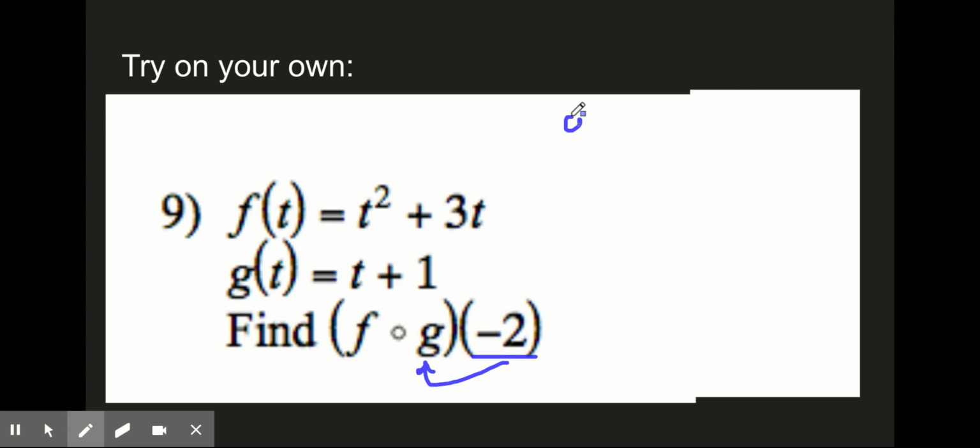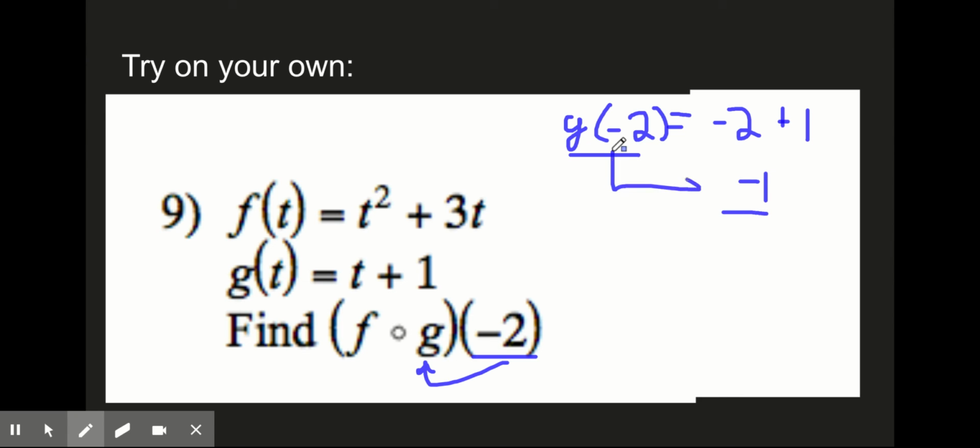So I need to start with g of negative 2, which is negative 2 plus 1, which is negative 1. So what I've learned is g of negative 2 is negative 1. So if g of negative 2 is negative 1, then when I take f of g of negative 2, I'm now going to take negative 1 and say that is what's going in here for f.